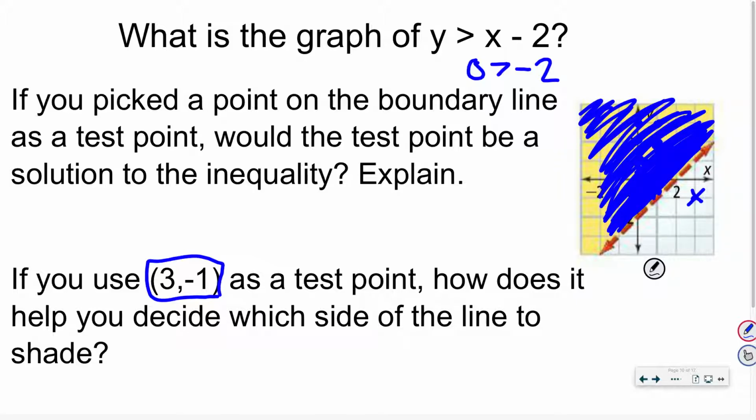How do you find the boundary? The boundary is the dotted line or solid line, and it separates the true from the not true? Yes.